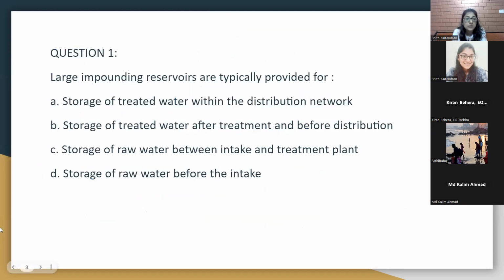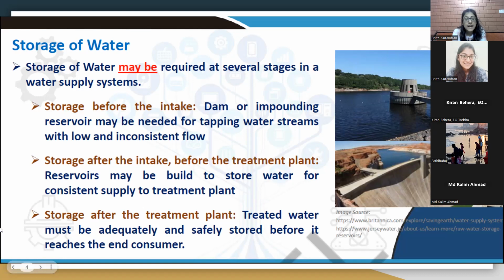The question here is about large impounding reservoir. So a dam or an impounding reservoir is provided before the intake, in order to tap water streams with low and inconsistent flow. The other two options: when is a storage provided after the intake? It is provided to give a consistent supply of water to the treatment plant. Again, this is because of the inconsistent and low flow. If the water is not being provided at a consistent rate into the treatment plant, again, it is going to be an issue with the treatment plant also.